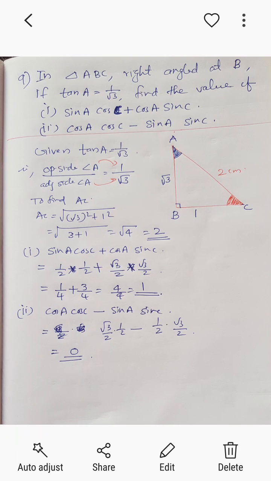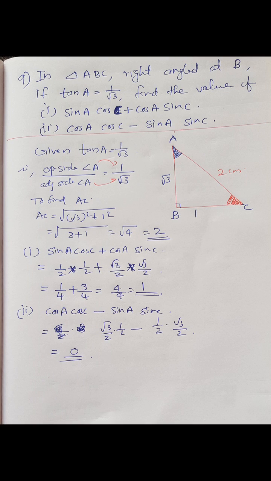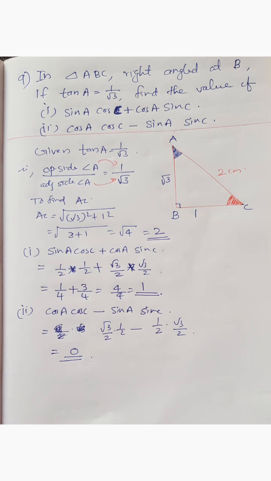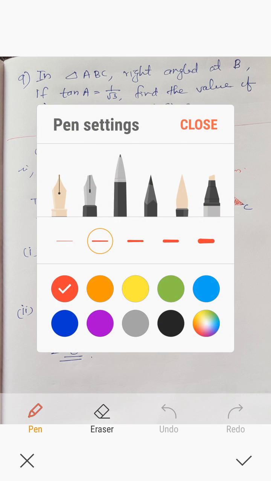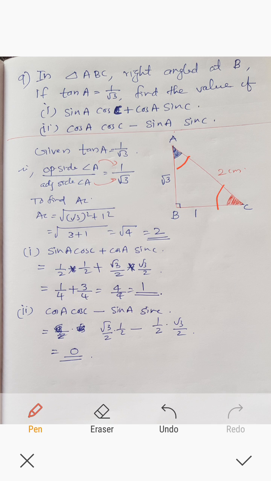And question number 9. In triangle ABC right angled at B, if tan A equal to 1 by 3, find the value of the first one. What is the first one? Sin A cos C plus cos A sin C. Here first example I will give, second example you have to do. Sin A cos C plus cos A sin C, that means sin A into cos C plus cos A into sin C. Here the angles are given alternately. First sin A, then cos C, then cos A, then sin C. Similarly, we have to proceed in the previous ways.